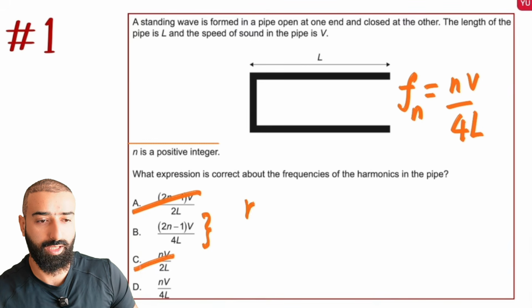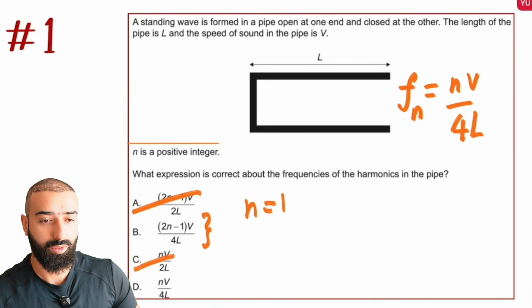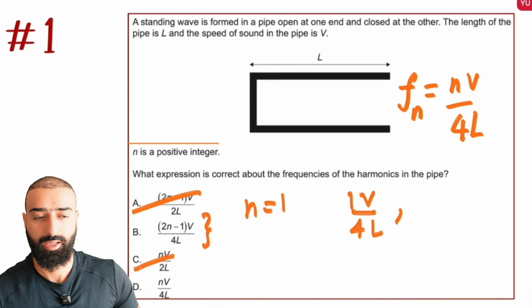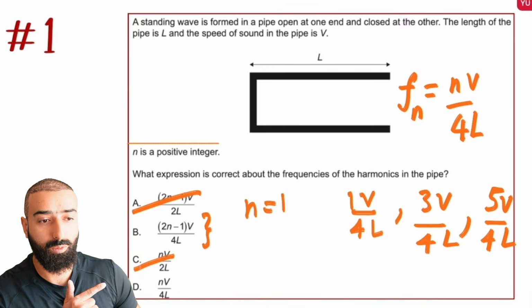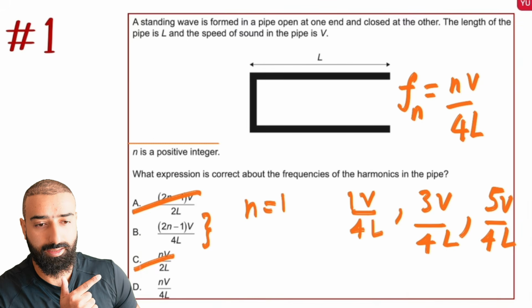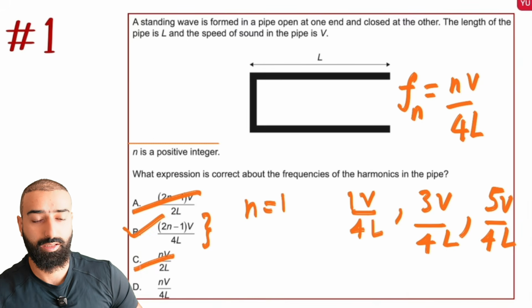That means for part B, if I choose n as 1, the equation will be F_n is (2 minus 1) V over 4L, which is 1 V over 4L. That's an odd harmonic. If I choose n as 2, the expression will be 3V over 4L. If I choose n as 3, it will be 5V over 4L. You see, we are only getting odd harmonics. That means option B is the correct one.